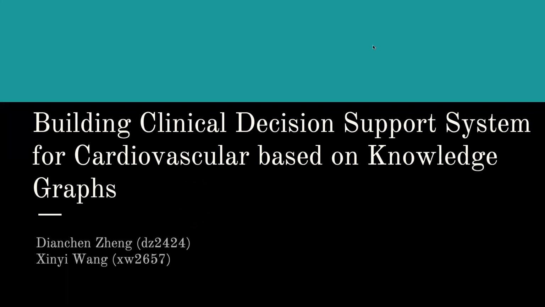Our topic is building a clinical decision support system for cardiovascular disease based on knowledge graphs. I'm Xinyi. I'm Dianchen.